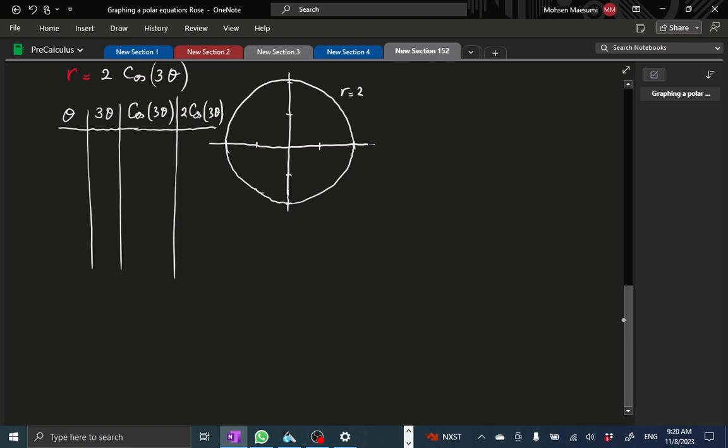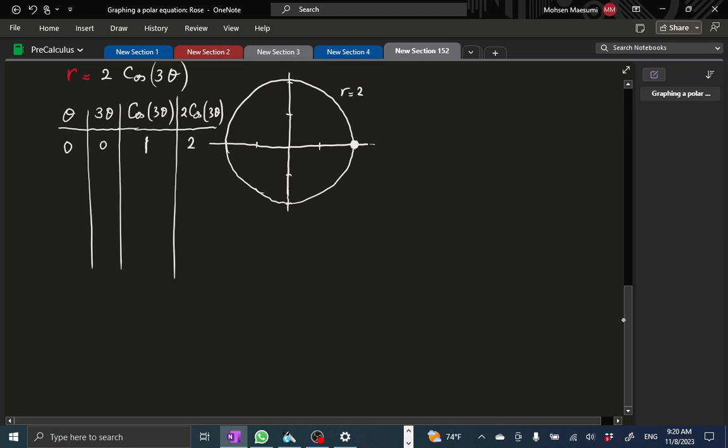Once you become familiar with this, you might bypass the intermediate columns and directly jump from one to the other. So the easiest starting point is 0. Triple of that is 0. Cosine of 0, we need to remember this from memory, so that we don't rely on a table that's going to make the process too slow. Double of that is of course 2. Now the point with angle 0 and radius 2, well, that is this point. So that is one point that we have.